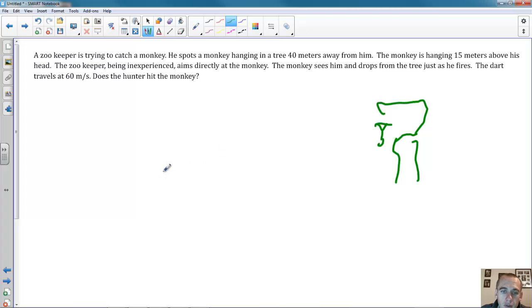Anyways, there's a hunter over here some distance away, or a zookeeper or whatever, and he sees the monkey and says, oh, I need to capture that monkey. So I'm going to aim my tranquilizer dart in the monkey's direction and shoot. But as soon as he shoots, the monkey's like, whoa, I got to get out of here, and falls. What we want to know is, what happens to the monkey besides falling? Does he get hit by the dart?